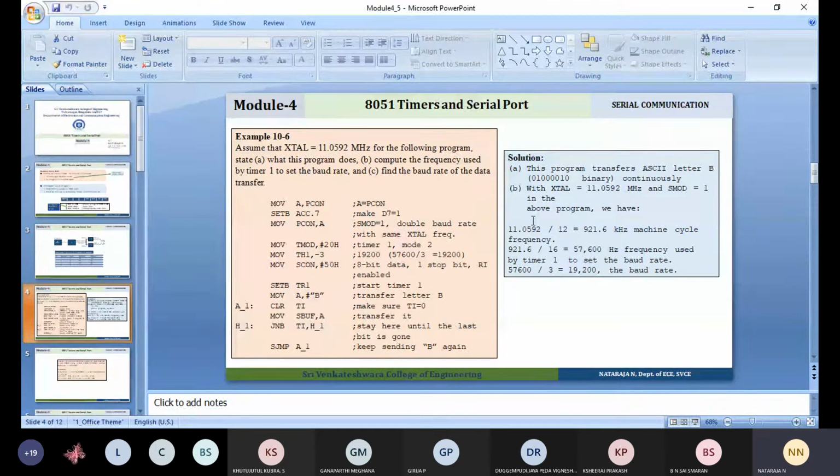Second and third, it will be a combination of both. Compute the frequency used by timer 1. What is the frequency used by timer 1? That is 57,600 hertz.